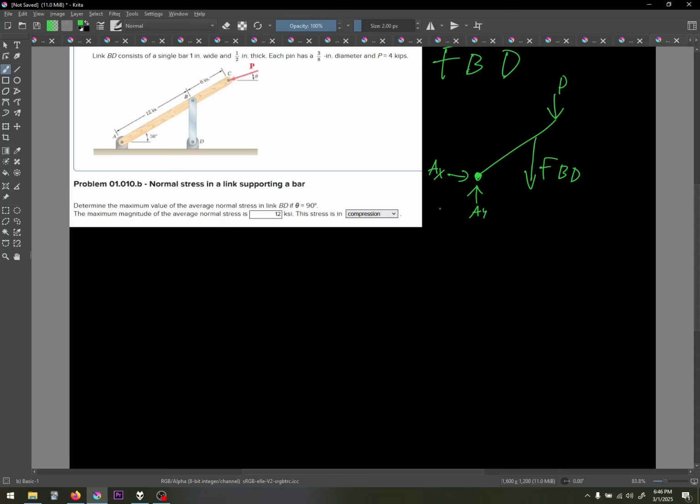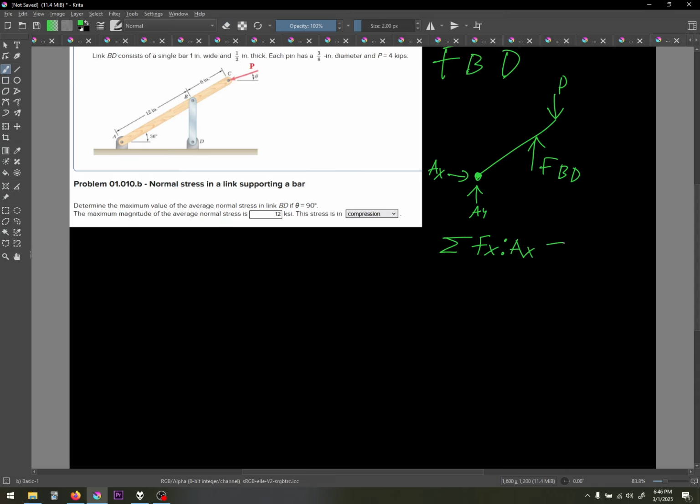I guess F_BD would be counteracting force P, so I'm going to draw it instead going up. Now, what we could do is say that clearly the sum of the forces in the x direction is going to be AX plus nothing, so just AX equals 0. So we know immediately that AX is going to be equal to 0.